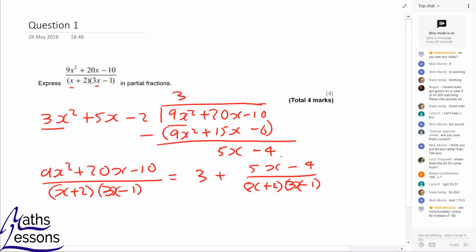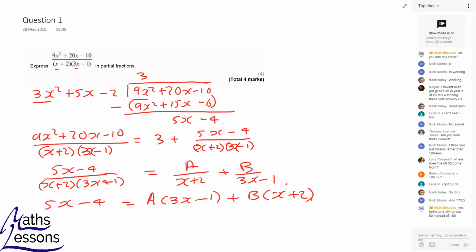And I've got to turn this right-hand bit into partial fractions. So I'm just going to move that up there to give myself more space. So (5x minus 4) over (x plus 2)(3x minus 1) will equal a over x plus 2 plus b over 3x minus 1. And therefore 5x minus 4 must equal a times (3x minus 1) plus b times (x plus 2).